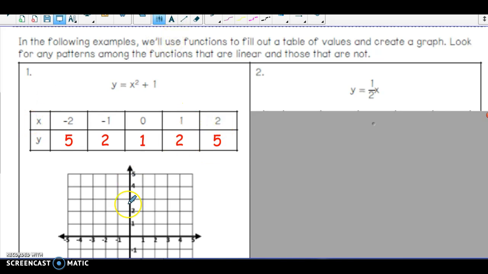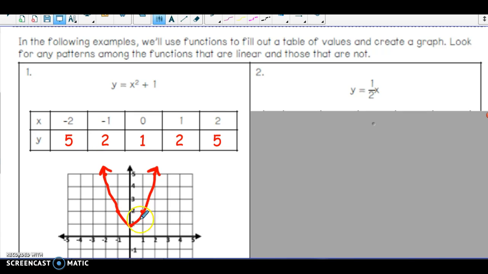So once you have your table of values, you will go and plot the points. So there's my first point, -2, 5. There's my next point, -1, 2. 0, 1, and then +1, 2, and then +2, 5. This function is not linear because if you connect your points, you will see that they decrease first and then they increase. And if we were to continue this pattern, we would see that it increases in this direction.